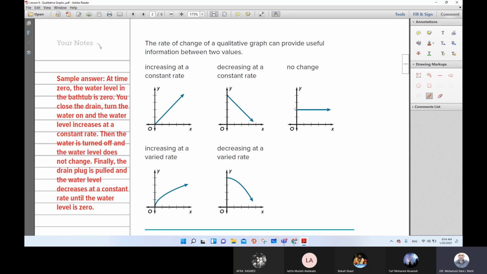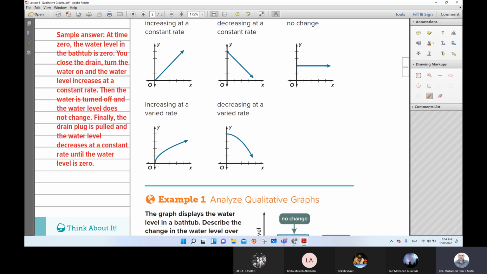And here, as you see, we have a line parallel with the x-axis. It means no change, not increasing and not decreasing. This is a fixed line, parallel with the x-axis, so it means no change. Here we have a curve that goes up, meaning increasing at a varied rate. And here we have a curve that goes down, meaning decreasing at a varied rate.